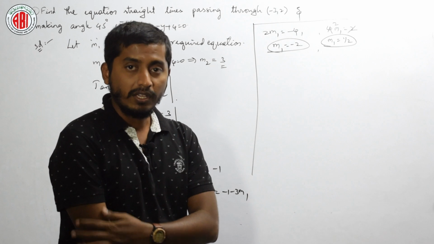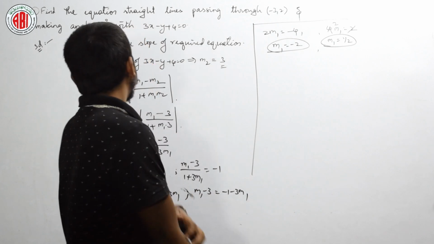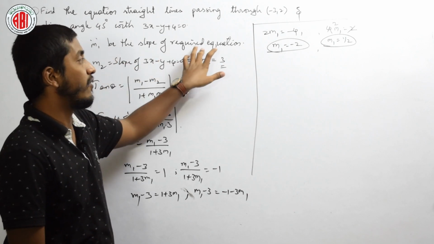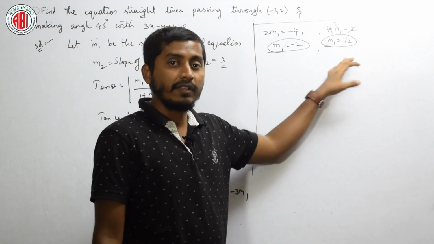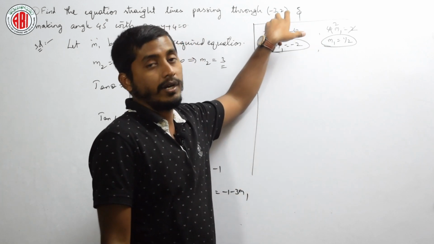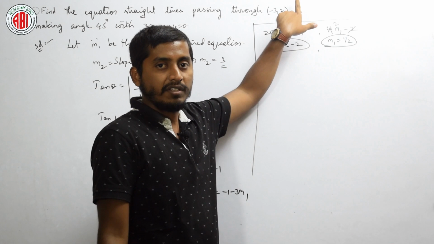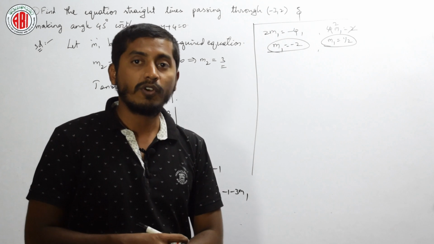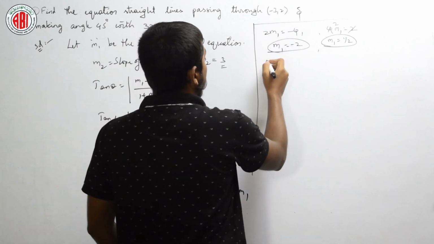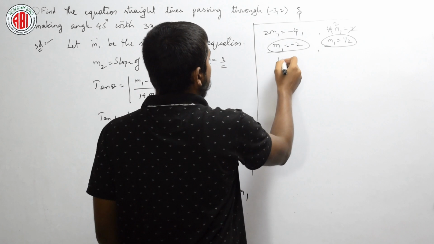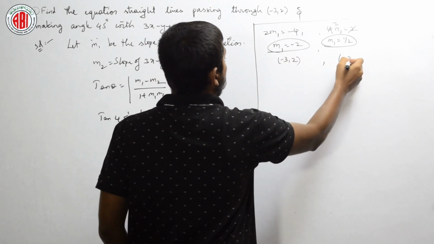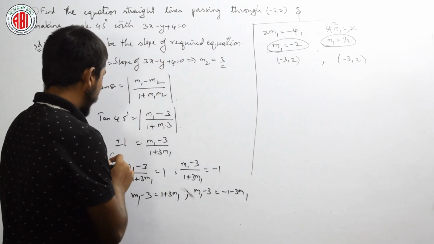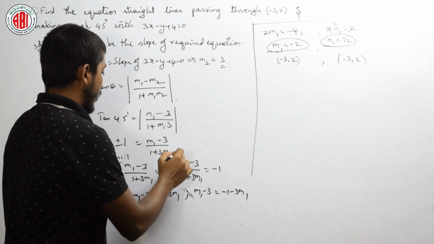Is it okay? We got two different slopes for the given equation. Is it clear? Here we have assumed m1 to be the slope of the required equation. We got two different slopes, and it is given that this equation passes through this point. Can we find the equation? What is the form? There is a slope and there is a point, therefore we use the point slope form. The required equation passes through minus 3 comma 2. Here also let us find two different equations. Let us write it as case 1 and case 2.